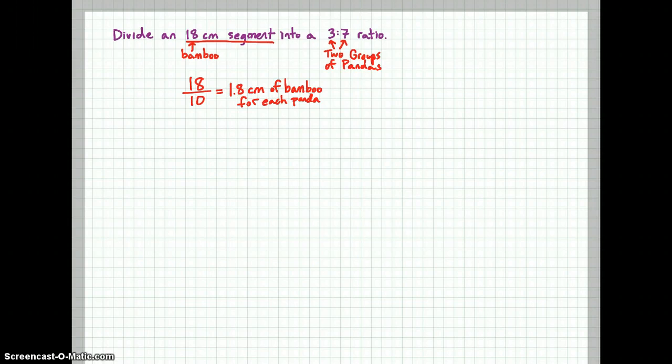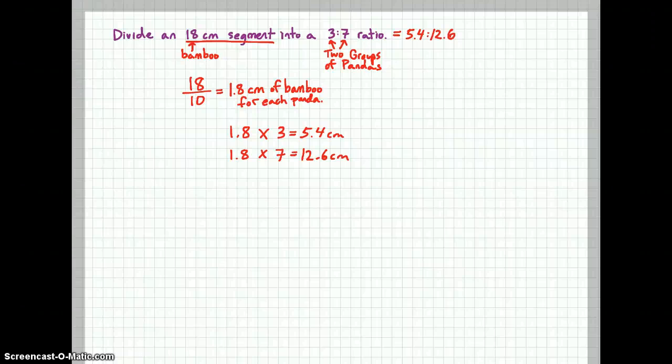Alright, do you remember what we did next with that? Then we found out what each group gets. One group's got 3 pandas, so they end up with 5 and 4/10 of a centimeter. The other group had how many pandas? 7. Multiply, they get 12 and 6/10 of a centimeter. So the ratio is just those two numbers, in their respective order, to 3 to 7. And it's really that simple.